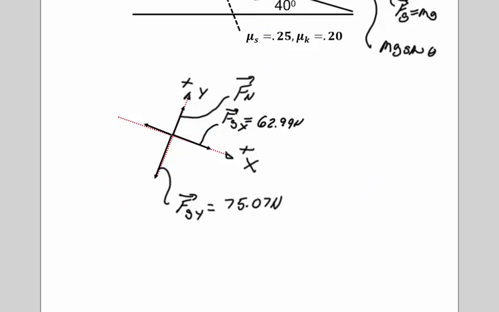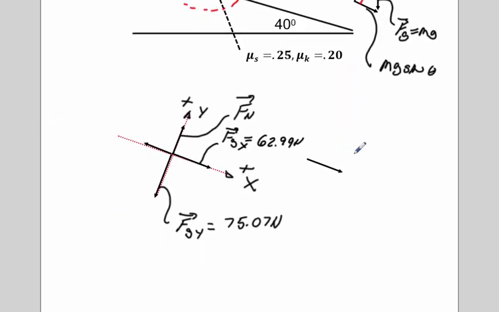Alright, at this point, if you want, I'm going to put a mass times acceleration going this way, assuming it accelerates. So my mass is going to be 10 kilograms times acceleration in the X direction.